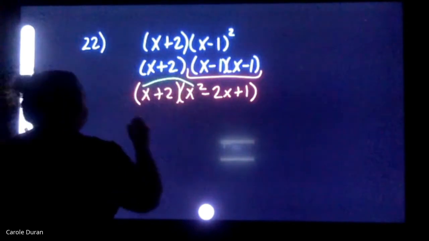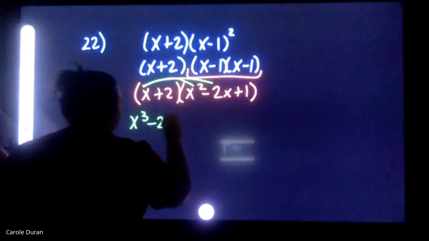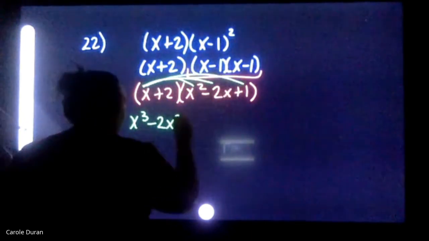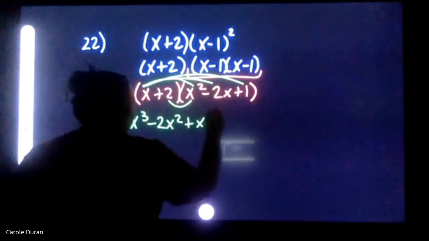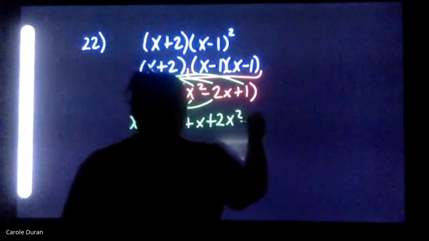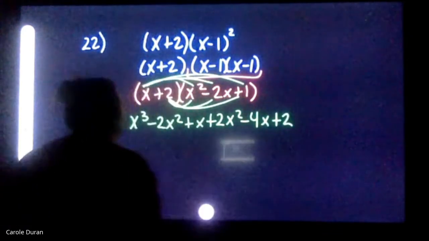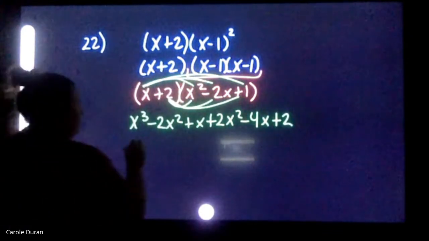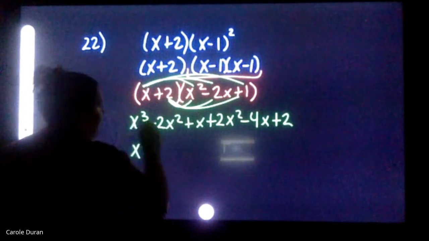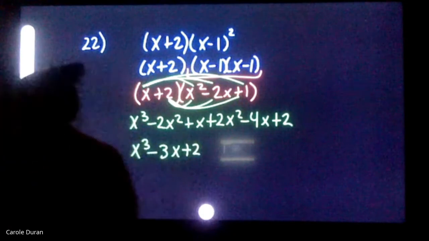So x times x squared is x cubed. X times -2x is -2x squared. X times 1 is x. 2 times x squared is 2x squared. 2 times -2x is -4x. And then 2 times 1 is 2. I would like to put like terms together. When I do, I end up with x cubed minus 3x plus 2.